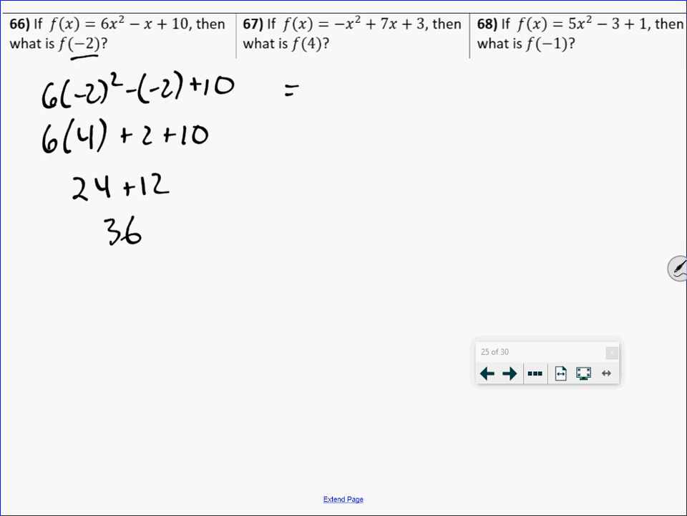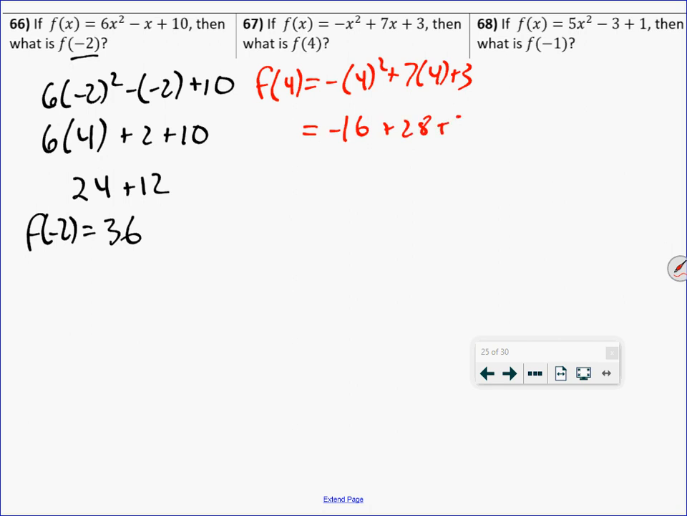Same thing here. So this is f of 4. Actually, let's change colors just so we're clear. So back here we would say f of -2 equals 36. So f of 4 equals 4 squared plus 7 times 4 plus 3, which is negative 16, because we square it, then we do the negative, plus 28 plus 3. And so f of 4 is 15.